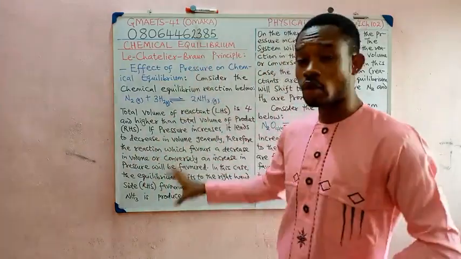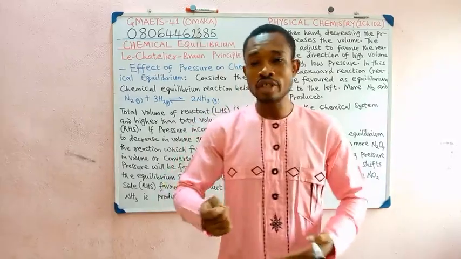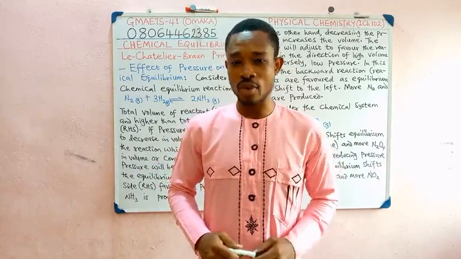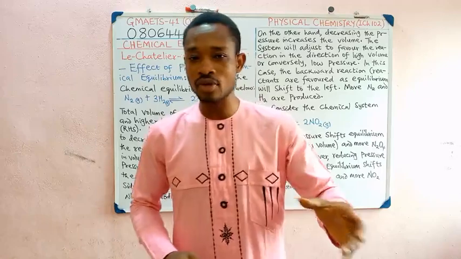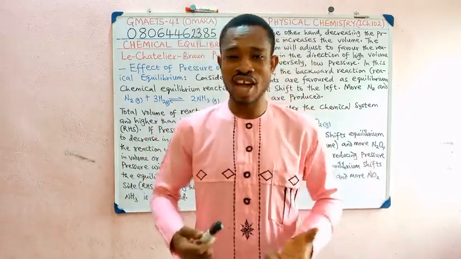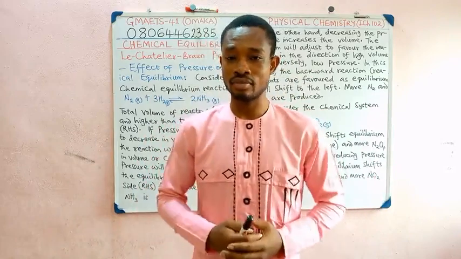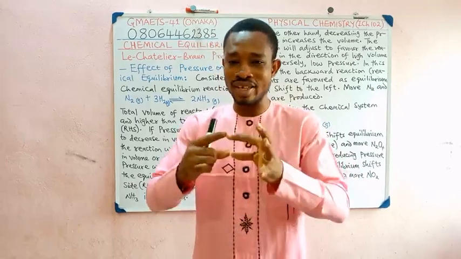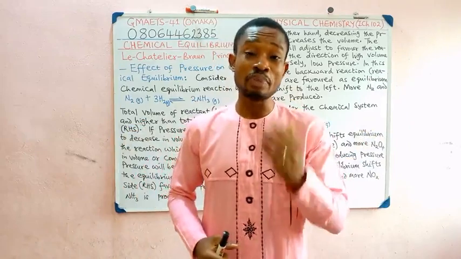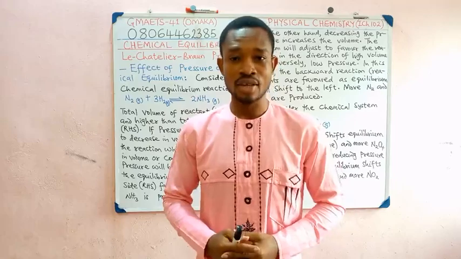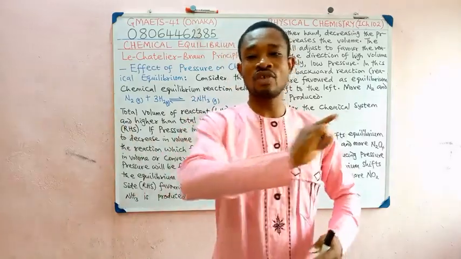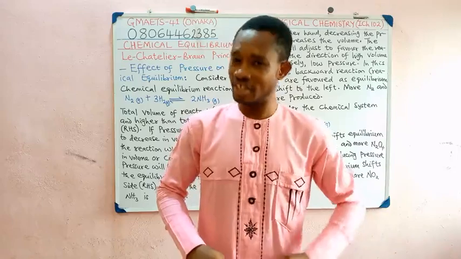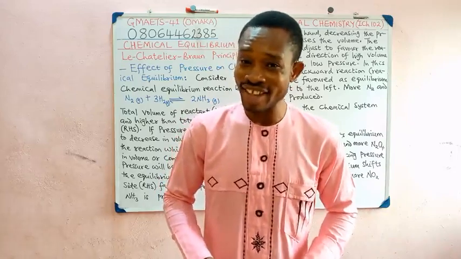Before we look at what we have on the board, please, I want to state, and it's important you write. So you can get your pen, get your book, and put this down. For pressure to affect a chemical system in equilibrium, two major conditions are usually expected to be met. One of them is that at least one of the species in the reaction must be a gas. So in a situation whereby everything you have in the reaction, maybe they are solid or liquid, please, pressure would have no effect. Have you taken note of that?